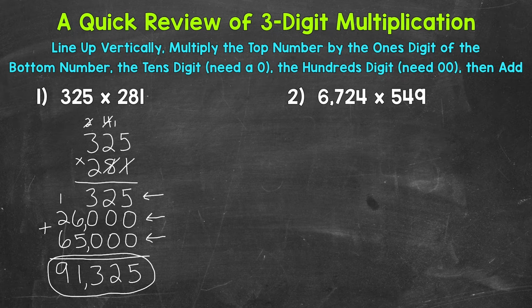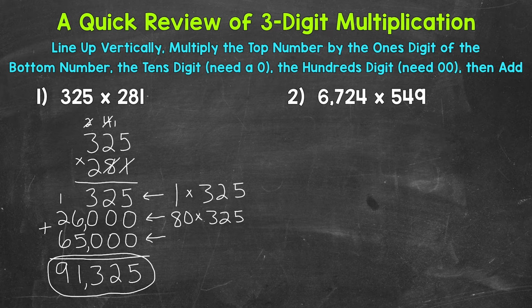Now 325, well, that came from the ones place where we had a 1. So we did 1 times the top number, which is 325. 1 times 325 equals 325. So that was our first partial product. Then we moved to the tens digit where we had an 8. The value of that 8 is 80. So we had 80 times our top number of 325. And that gave us an answer of 26,000. So that was our second partial product.